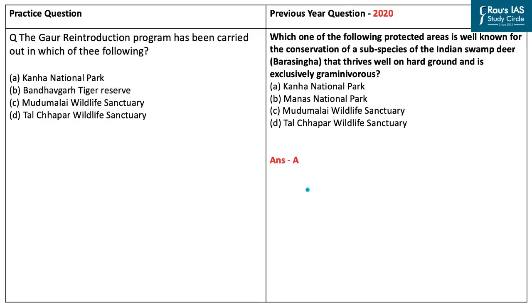In this regard, if you look at the question that was asked in 2020, it was about a national park which is well known for the conservation of a subspecies of Indian swamp deer, that is Barasingha. In this, the correct answer was Kanha National Park. So in this regard, this practice question on your screen talks about the Gaur reintroduction program. Now, Gaur is an Indian bison which is found in different parts of India. However, in one of the tiger reserves or national park, the Gaurs had died back in 2012 because of a disease and they were vanished from that particular protected area. So in this regard, the Gaur reintroduction program has been carried out in which of the following?